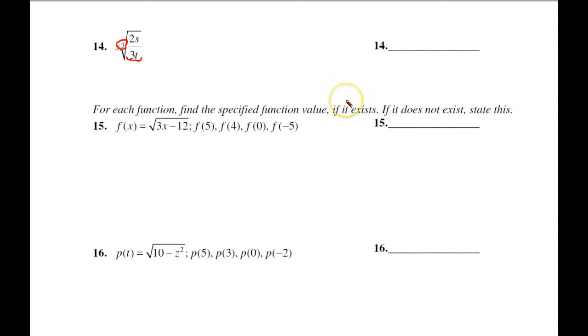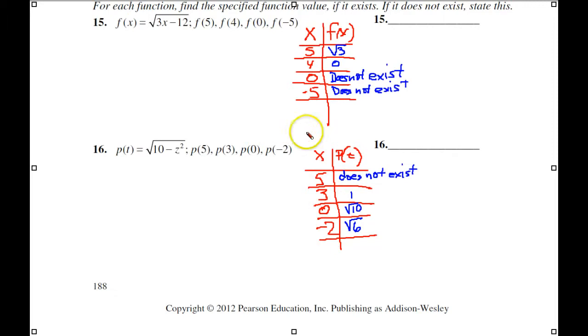Okay, now what we will do for number 15 is I will set this up for you using a method that might be useful. Now for these, we're taking these values of x, and we're using that t-chart from way back in chapter 2. So let's do the first one. If x is 5, 3 times 5 is 15. 15 minus 12 is a 3, so you get the square root of 3.